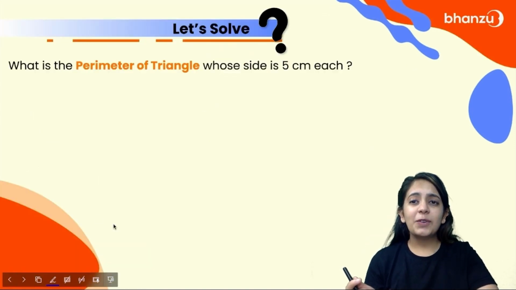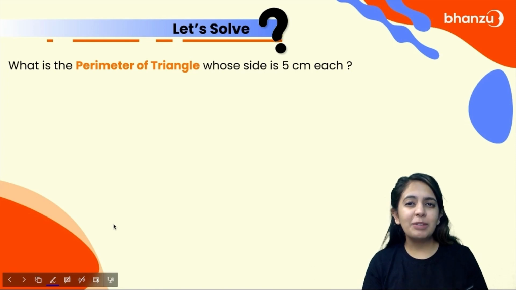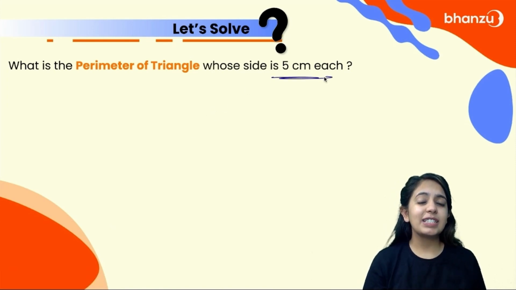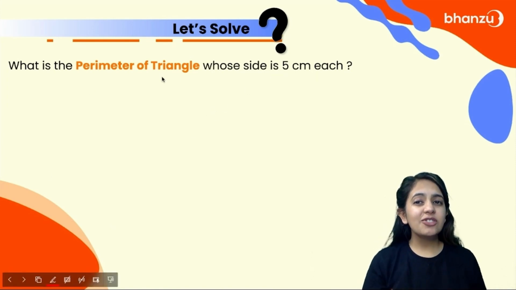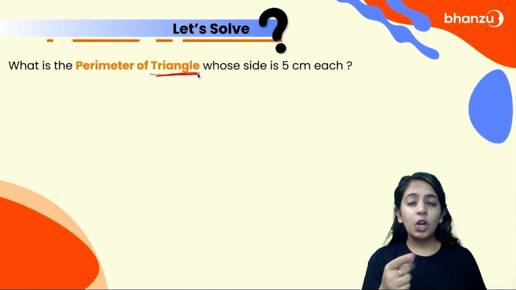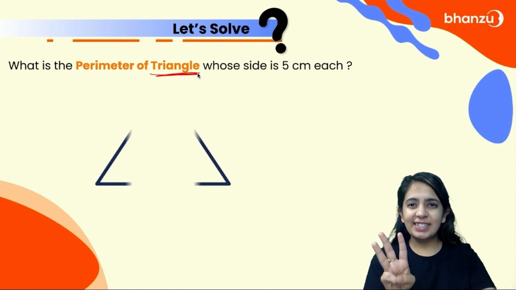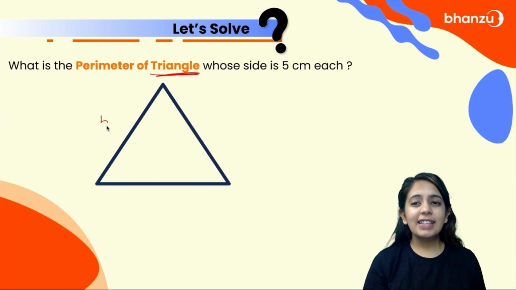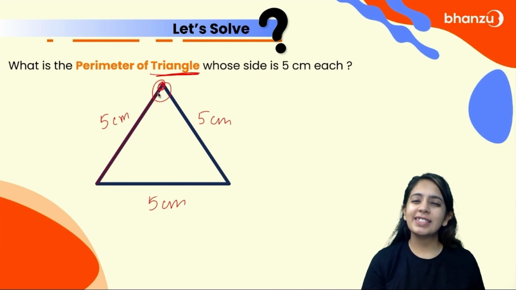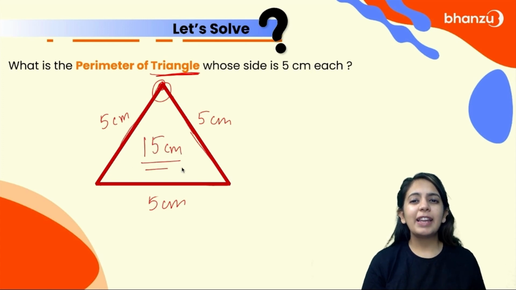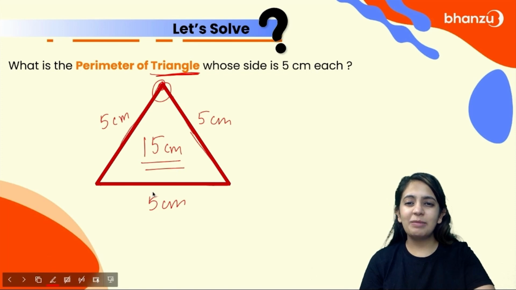Likewise, now you try solving this question. Find out the perimeter of triangle whose side is 5 cm each. Alright, so what is a triangle? The polygon or the closed shape having 3 sides. Okay, and the sides are given as 5 cm each. So tell me, what is its perimeter? Again, choose one point and start traveling. So 5 cm plus 5 cm plus 5 cm is how much? 15 cm. So therefore, its perimeter is 15 cm.